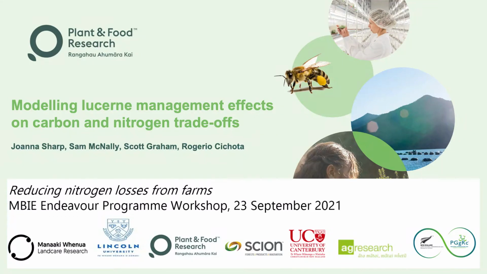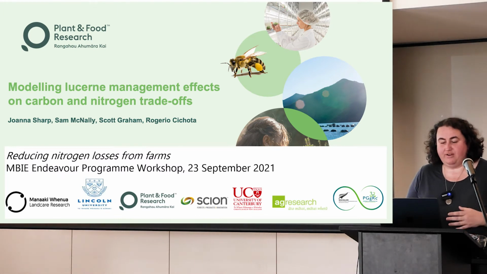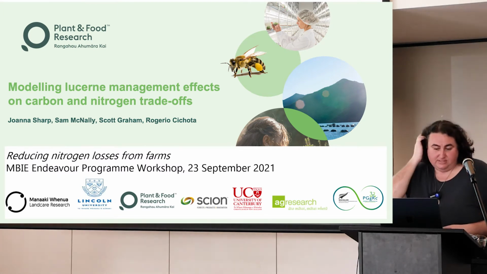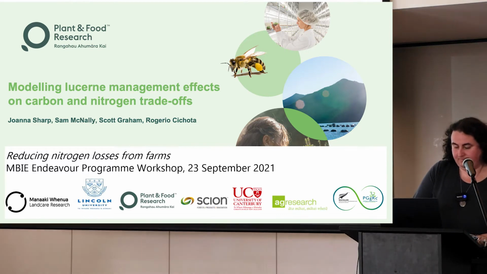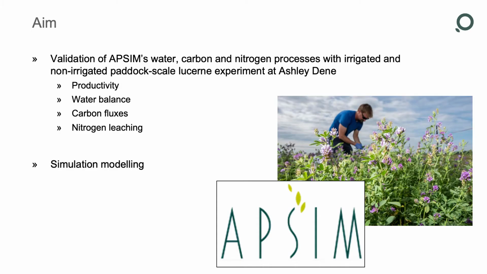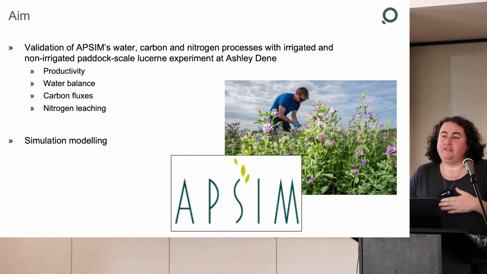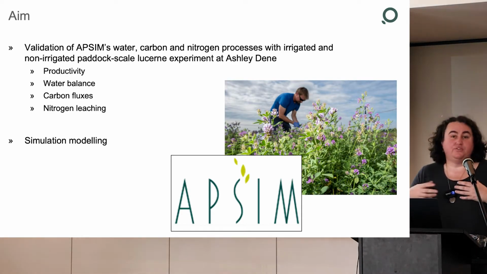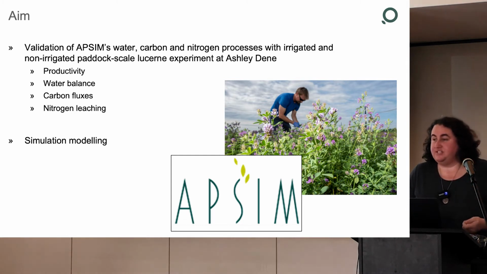So I'm going to be talking about some farm systems modelling that's being used to look at the management effects and trade-offs between carbon and nitrogen in that lucerne system. The aim of this study was, in the first step, a validation of APSIM's water, carbon and nitrogen processes with the irrigated and non-irrigated paddock-scale lucerne experiment at Ashley Dene, looking at the productivity, the water, the carbon balance and the nitrogen leaching, and then do some simulation modelling to ask questions about what happens if you change those management levers. So this is just one application of the data.